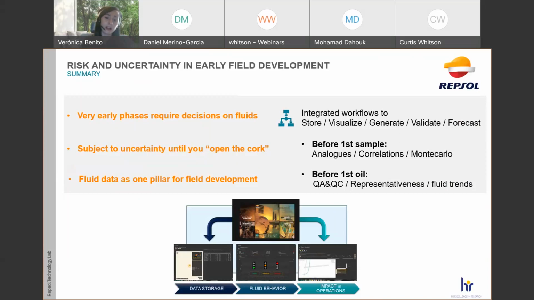And when a fluid sample is taken, it's still necessary to play with uncertainty, no? And the QAQC of the laboratory data is also key to assure the representativeness of the fluid properties, not only individually, but also in an integrated way, evaluating the fluid trends if possible.